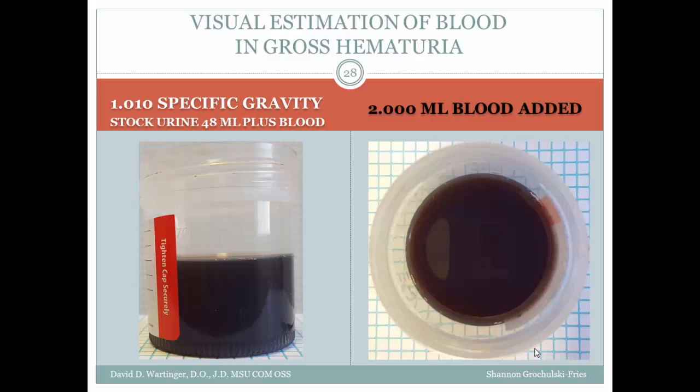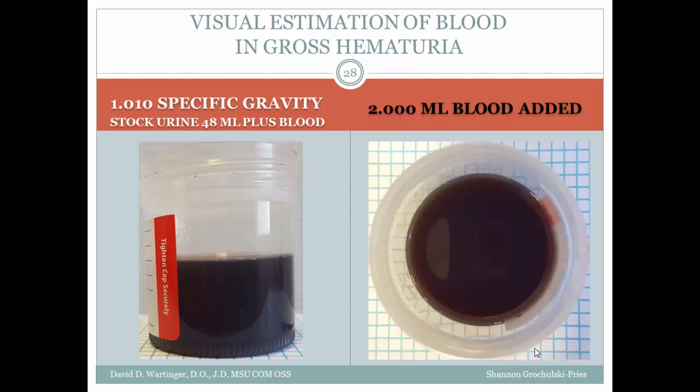Specific gravity 1.010 with 2.000 milliliters blood added. Both views of the specimen are black in color. Remember, be alert for the presence and quantity of bloody froth because the specimen color doesn't change. Patients describe this specimen as, quote, pure blood, unquote.